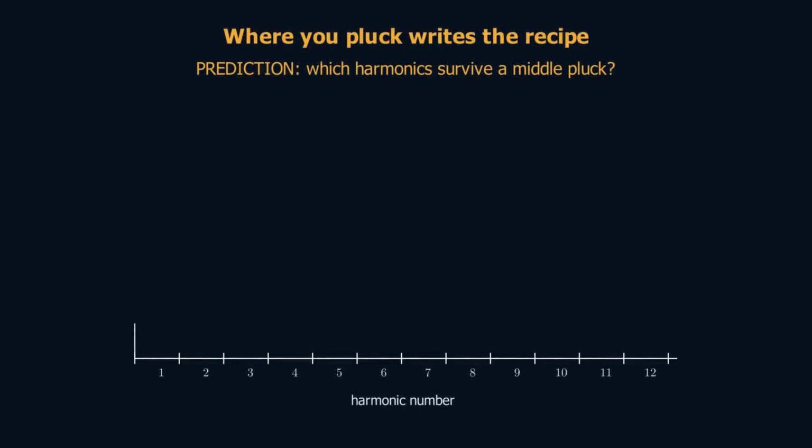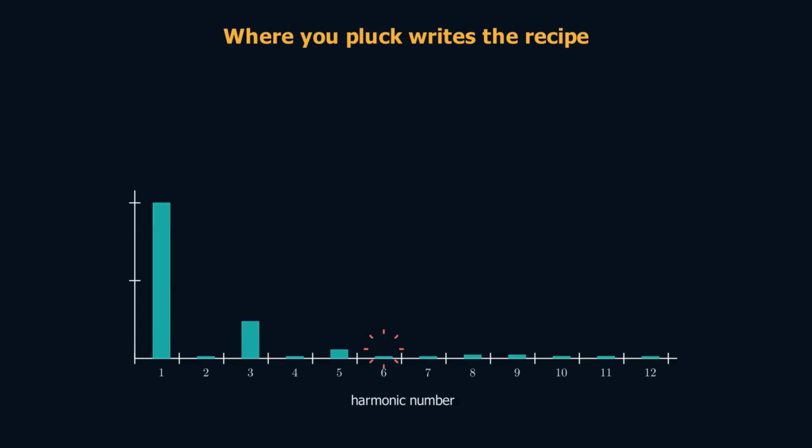A string doesn't ring at one frequency, it rings at a whole family of them at once. The harmonics. 110 Hz, 220, 330, and up. Here's the question, and make a prediction before I show you. We plucked dead center. Which harmonics do you think survived? Lock it in. Here's the real spectrum of the note you heard in the intro.